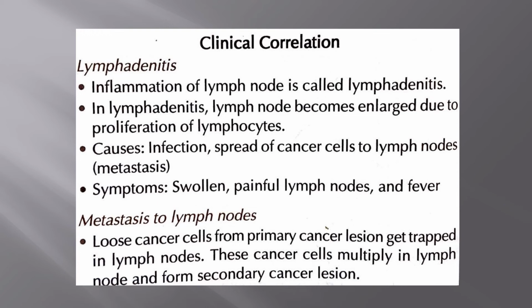Some cancer cells, that is loose cancer cells from the primary cancer lesion, get trapped in the lymph nodes, and these cancer cells multiply in the lymph node and form the secondary cancer lesion. This is called metastasis to the lymph nodes.